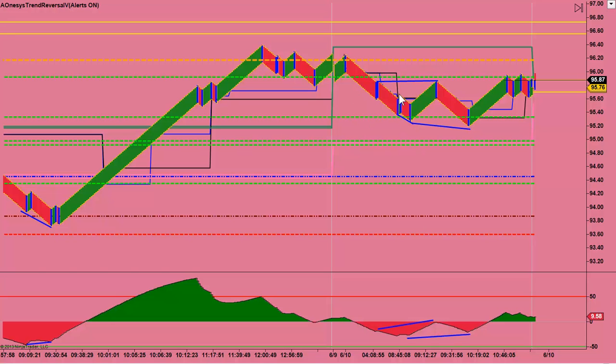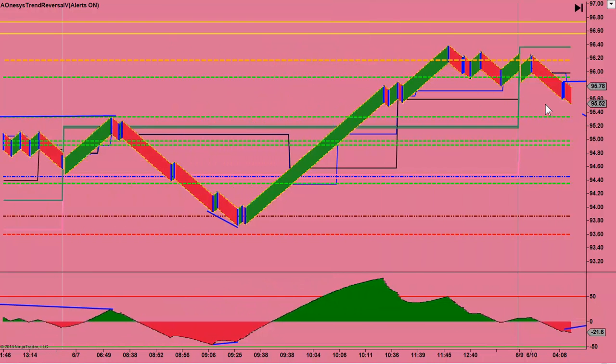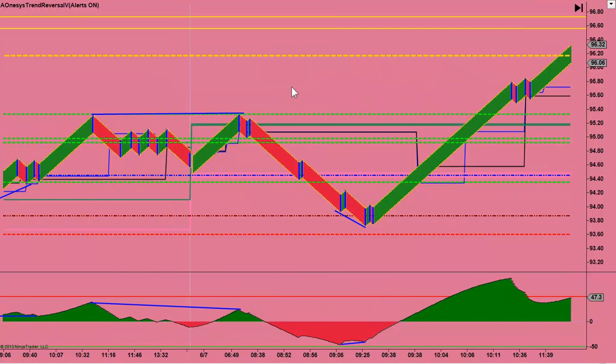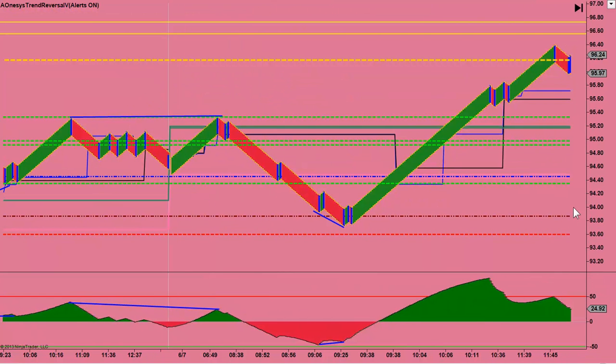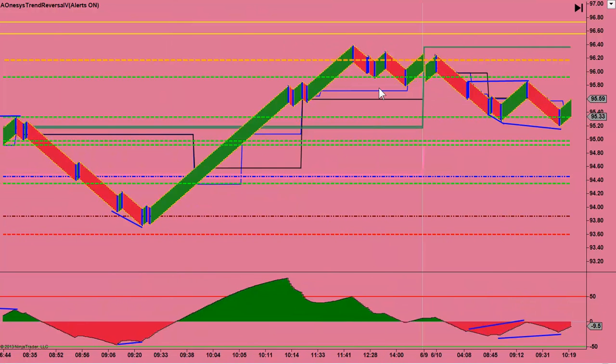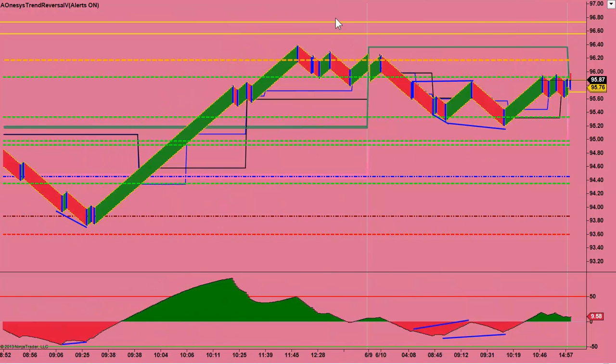We got really nice trading in our trading room, and traders are happy. They're making consistent profit. And look at this trade. Start from 0.0. It's gone to 96.40. 240 ticks. Great trades.